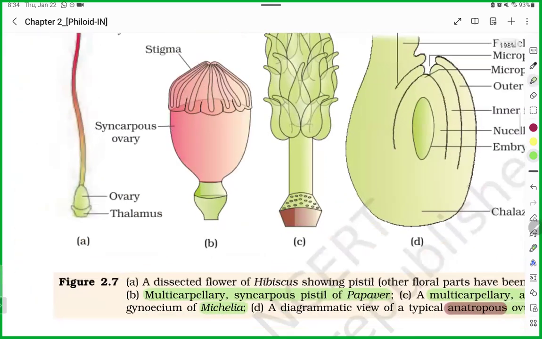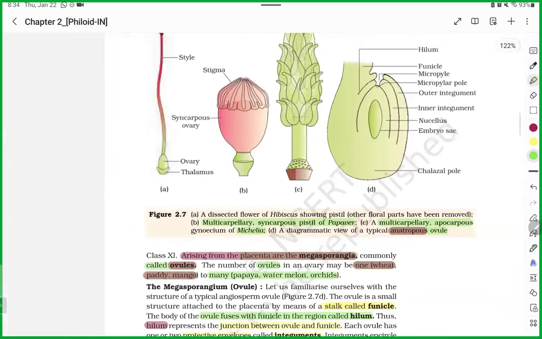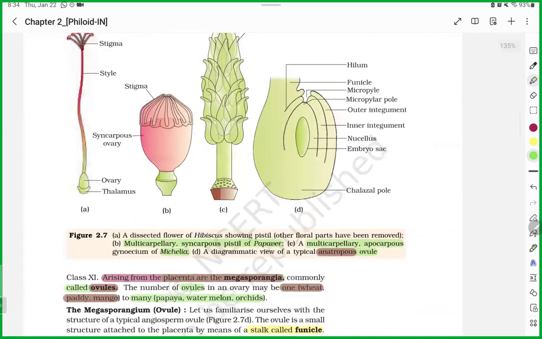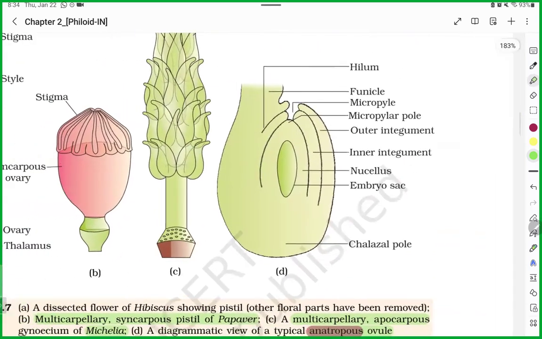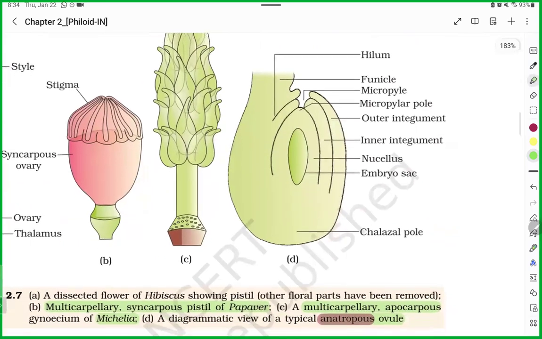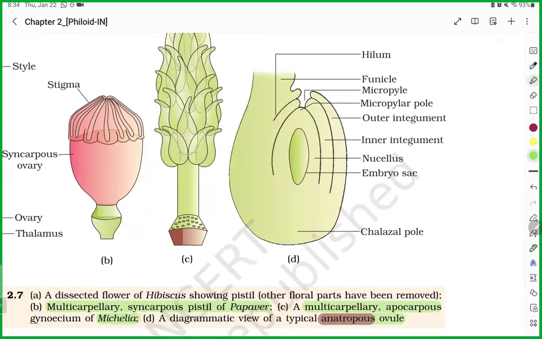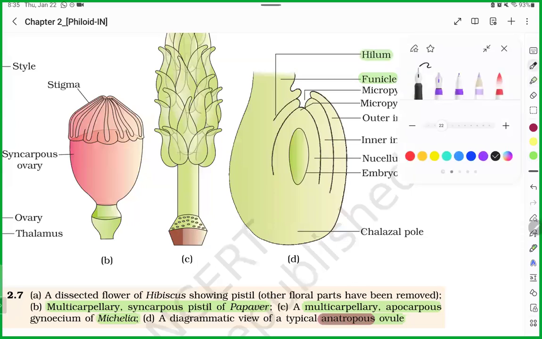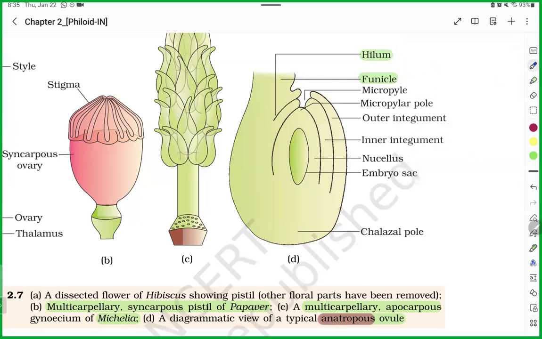You can look at the diagram also. This diagram is extremely important. On page number 10, they have put the chalaza at the top, so the image is upside down. They did that to make it more confusing. The stalk part is the funicle. Where the ovule is attached to the funicle, the region is the hilum.